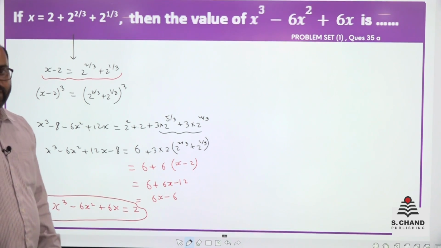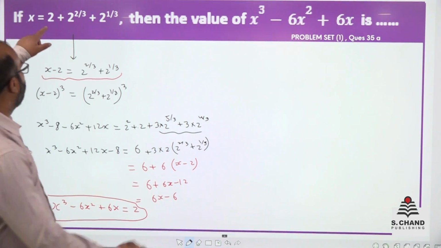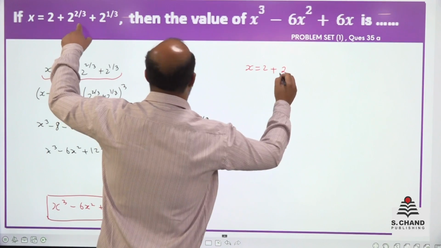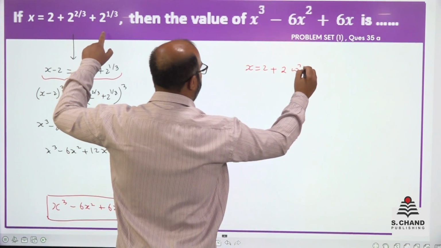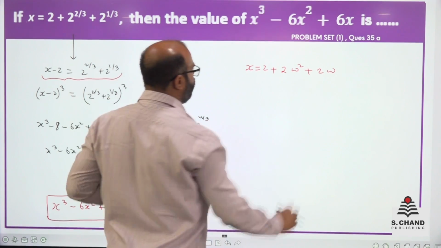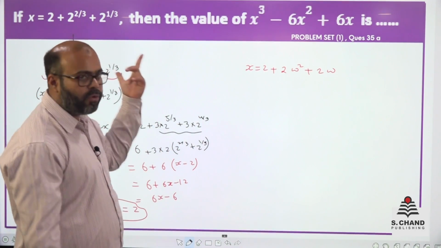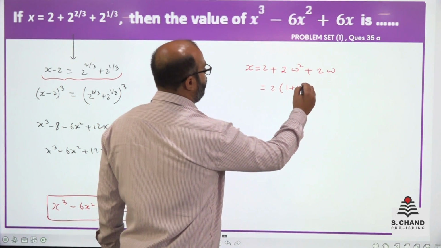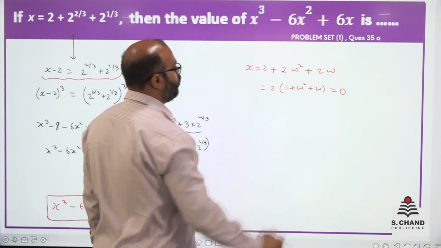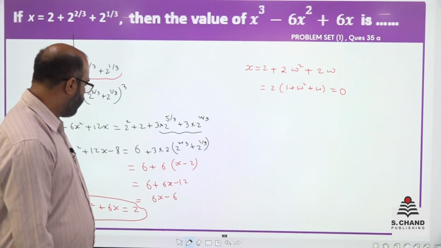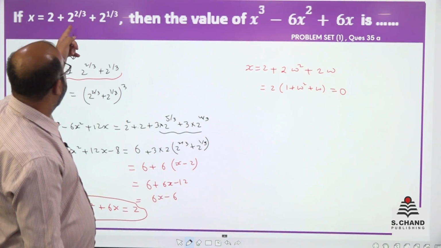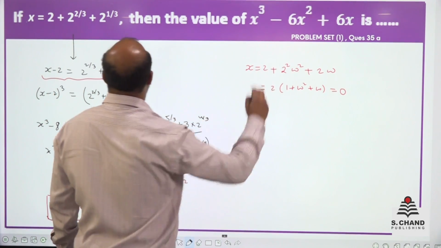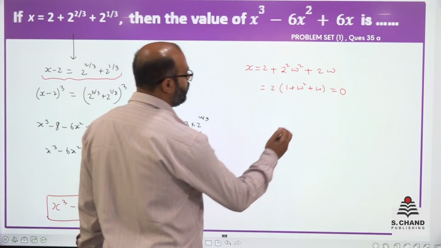You could have also solved it by the cube root of unity concept, but you would have taken x is equal to 2 plus 2 into omega square plus 2 into omega. Cube root of unity is omega, and square of cube root of unity is omega square. And you know that taking 2 common, 1 plus omega square plus omega is equal to 0. So x is actually coming out to be 0. If I am not wrong, 2 plus 2 square, sorry, it is 2 square. So 2 square into 1 to the power 2 by 3. So this will be like this.